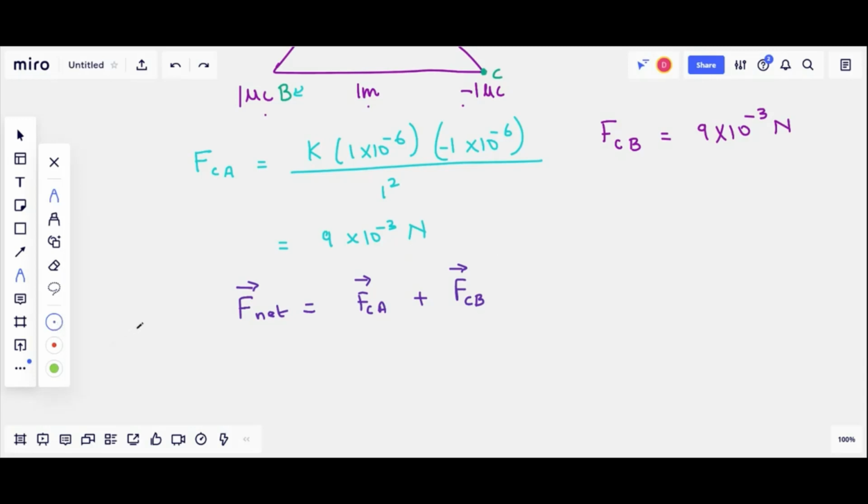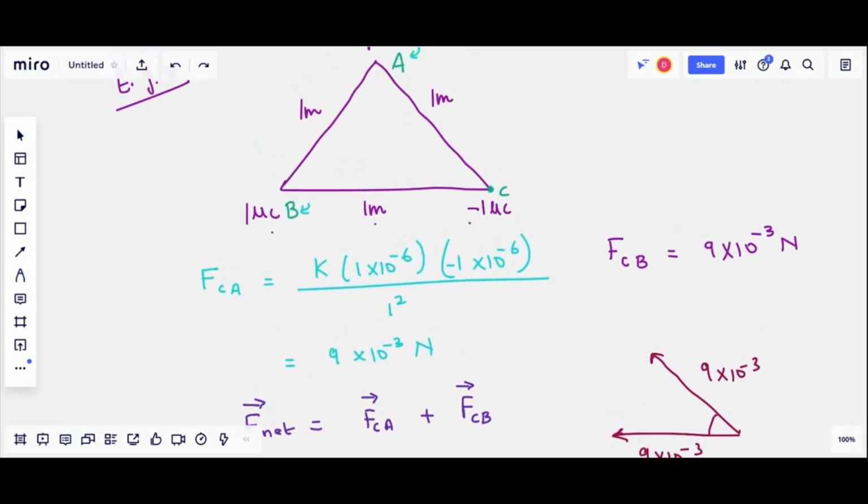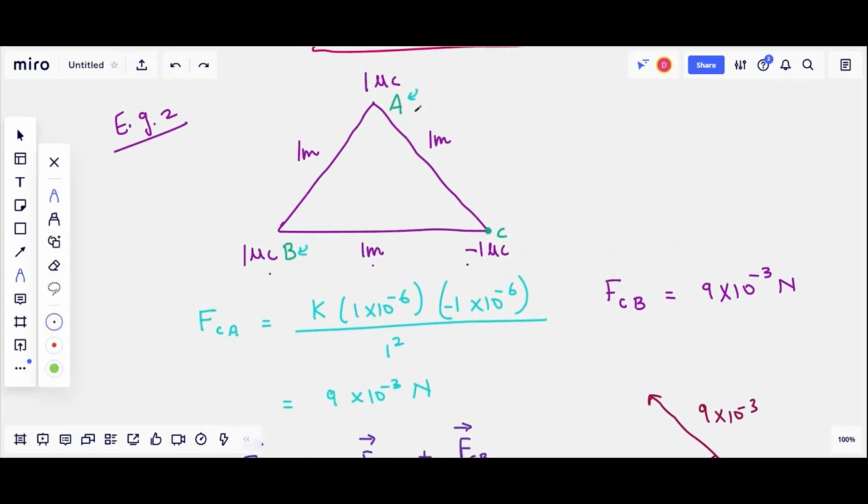So if we are going to add the two forces, we have to pay attention to the direction between the two forces. So if one of the forces is like this, and the other force is like this, this is 9 times 10 raised to the power negative 3, and this is 9 times 10 raised to the power negative 3. But mind it, there is an angle between the two forces. And the arrows are pointing in this direction because the force is between a positive and a negative charge, so that's going to be attractive in nature. So this is the force due to the charge A, and this is the force due to the charge B.